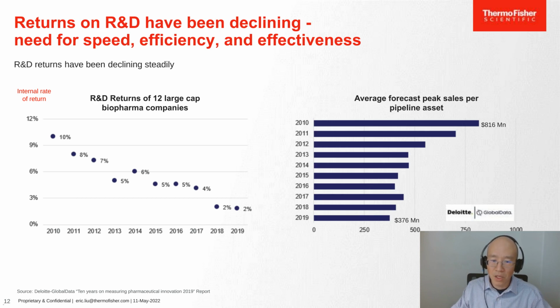So on the one hand, the cost of bringing a molecule to market has increased significantly, while on the other hand, forecasted peak sales have dropped almost that same percentage, making the entire financial equation that much more challenging over time.